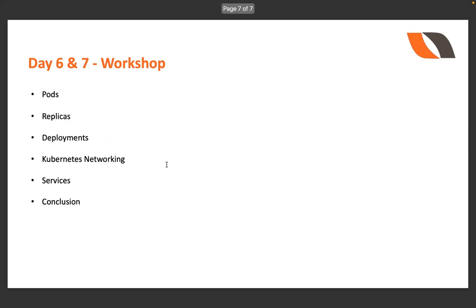And then on day 6 and 7, we are going to go through the fundamental concepts of pods, replicas, deployments. How do we create clusters? How is that going to work? What if one container is down? How will the other one take over? Right? So all of that is going to be discussed on day 6 and day 7.